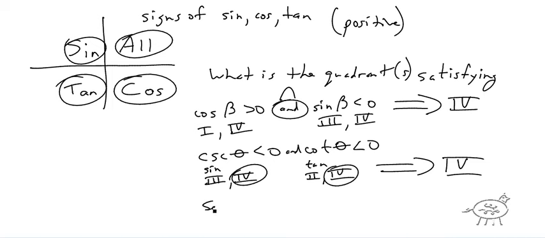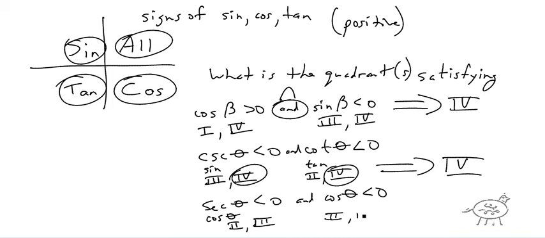Okay, last one, secant of theta is less than 0, and cosine of theta is less than 0. Okay, so what does secant go with? That goes with cosine. And where is it less than 0? It's negative in quadrant 2 and 3. Whereas cosine less than 0? Well, that's kind of a tricky one, right? Because it's the same thing. So where are they both true? In 2 and 3. Okay?